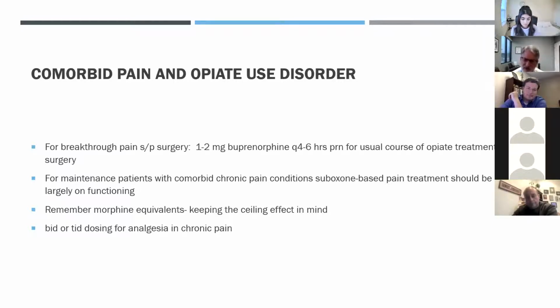But keep the ceiling effect in mind. After a certain dose, I'm not sure where exactly the ceiling effect occurs, and I don't think that's been worked out entirely, you're going to start losing analgesic effect at some dose, and then you might even get hyperalgesia, where the pain increases with a higher dose opiate. And then also, since the duration of action of analgesic effect is so short, BID or TID dosing, or twice a day or 3 times a day for analgesia is the recommendation for chronic pain.